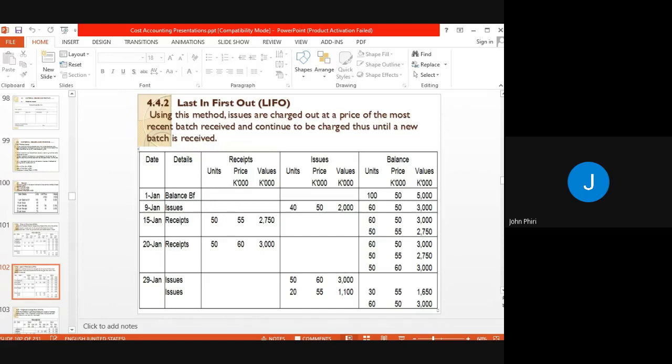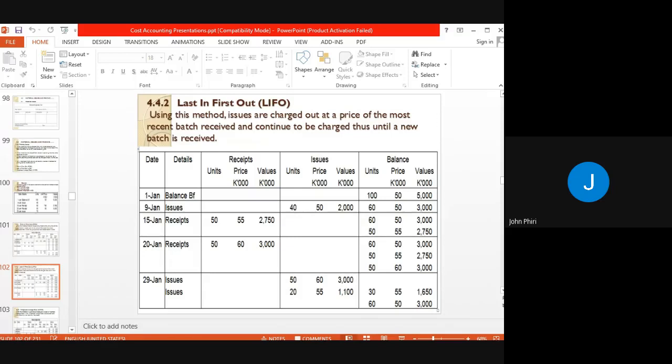So now, what this means is, can you imagine your last born is the one who goes first? That's what this means. So the last that we received goes first, before the first that we received. There are circumstances when such things happen, by the way.